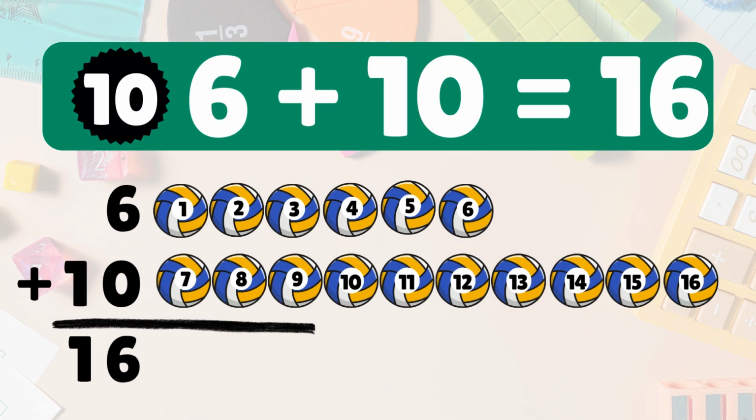Next, 6 plus 10 equals what? 6 plus 10 equals 16. Big one. Let's count all the way to 16. Ready? Go. 1, 2, 3, 4, 5, 6, 7, 8, 9, 10, 11, 12, 13, 14, 15, 16. 6 plus 10 equals 16.